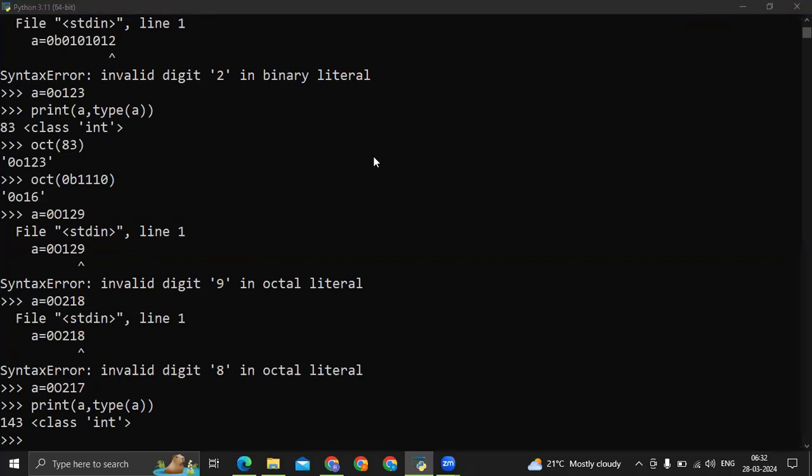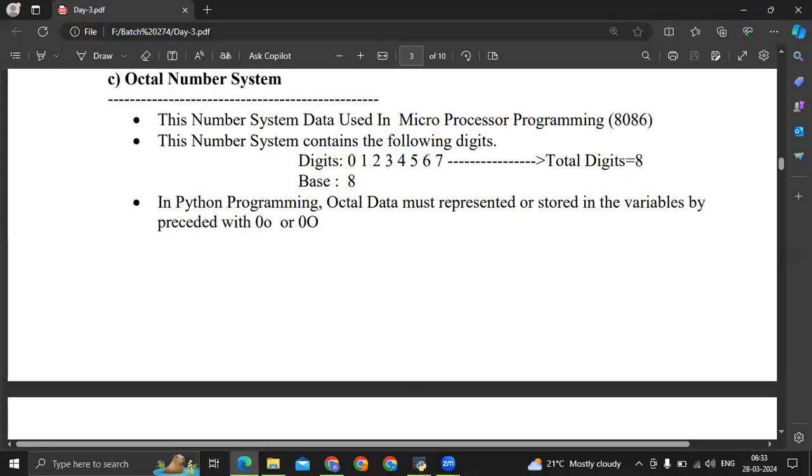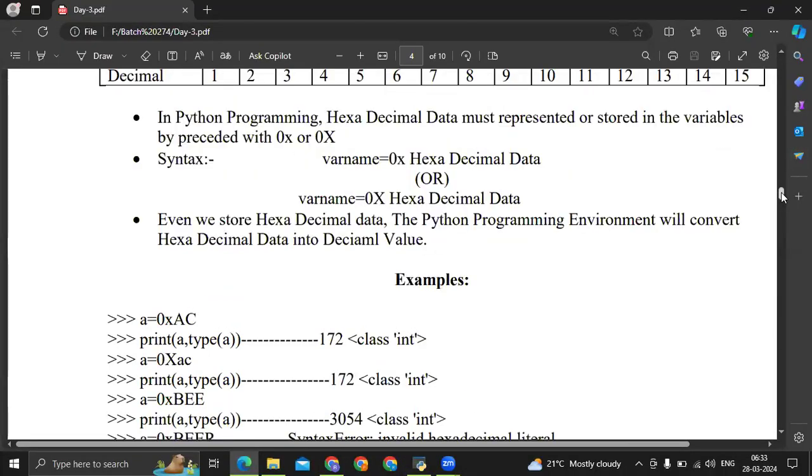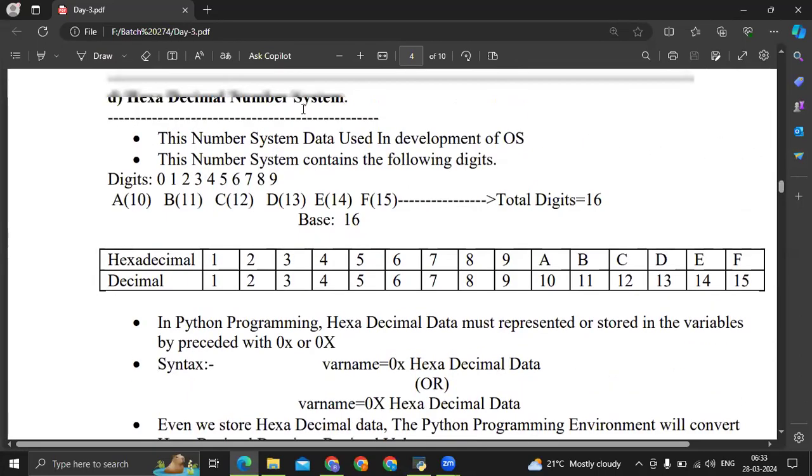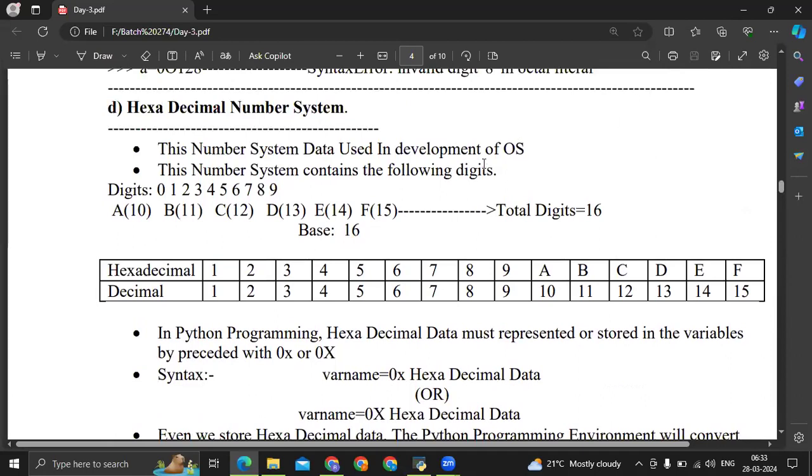Now let's proceed with the hexadecimal number system data. This number system data is used in the OS. As we were telling you, the octal number system data is used in microprocessor programming, that is 8086. But the hexadecimal system data is used in the development of OS.